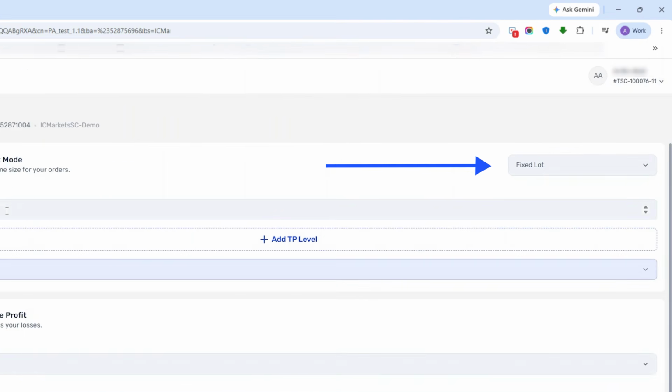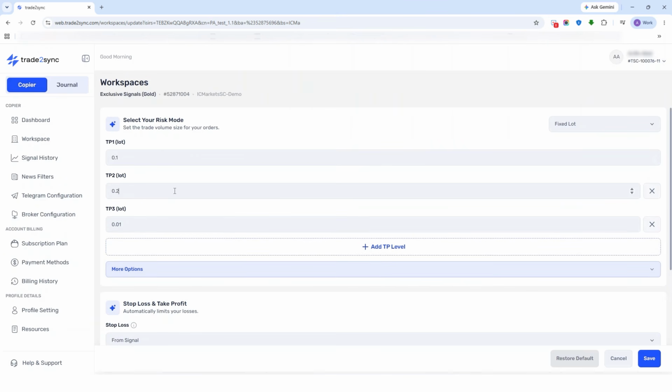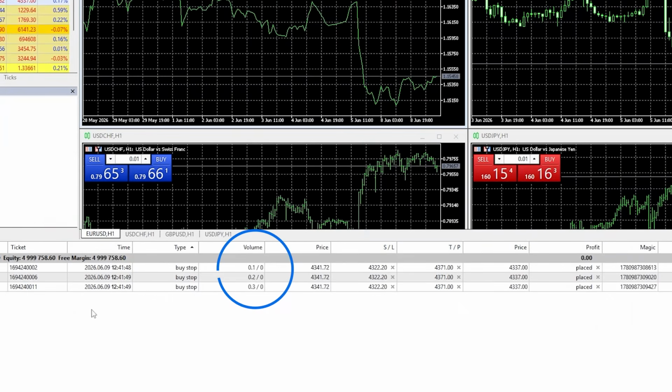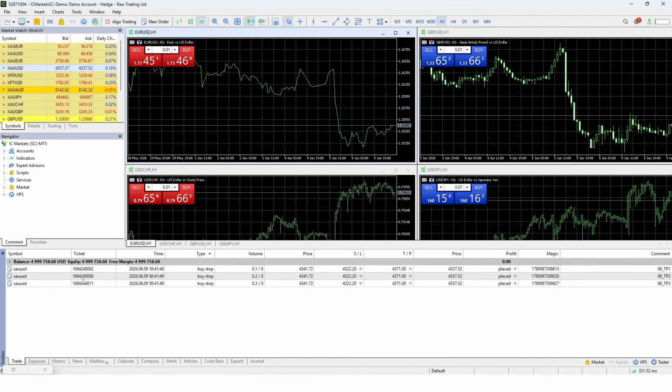First, we have the fixed lot size. This feature allows you to decide exactly how much volume should be placed whenever a signal is copied. For example, you can set TP1 to trade with 0.10 lots, TP2 with 0.20 lots, and TP3 with 0.30 lots. Once configured, trade2sync will always execute trades using those exact lot sizes, regardless of your account balance or market conditions.